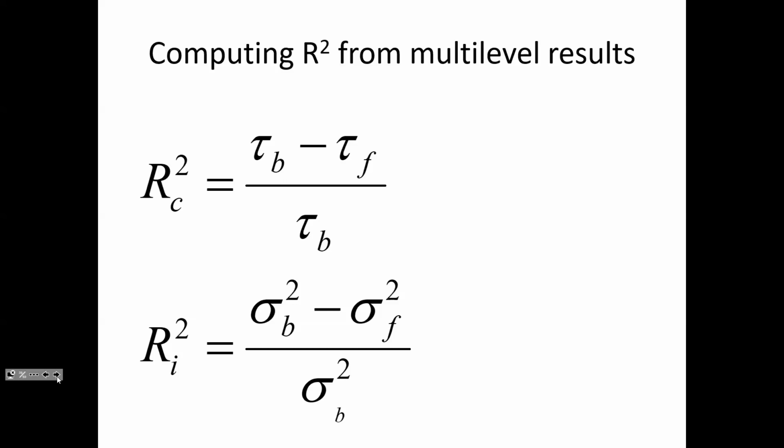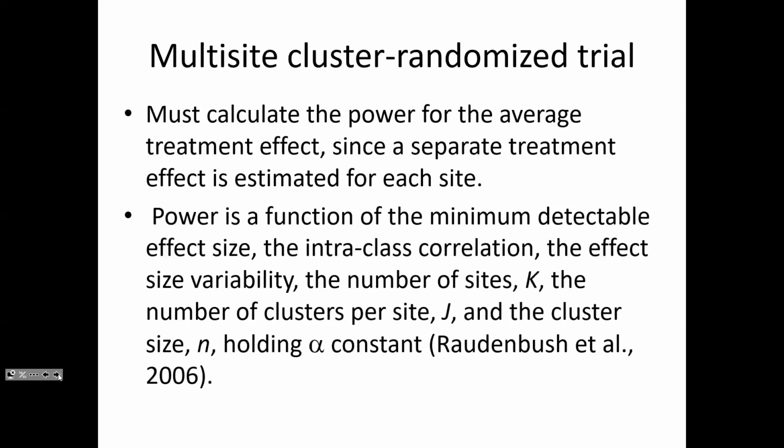Same idea for the individual, except now I'm using sigma squared. So what's the sigma squared before I put in the individual level covariate? What's the sigma squared after I put in the individual level covariate? And then divide by that baseline sigma squared. So that's how we get those R squareds. Obviously in a power analysis, I think for homework, we just tell you what the R squared is if you have to have one. Okay, so that's cluster randomized trials.